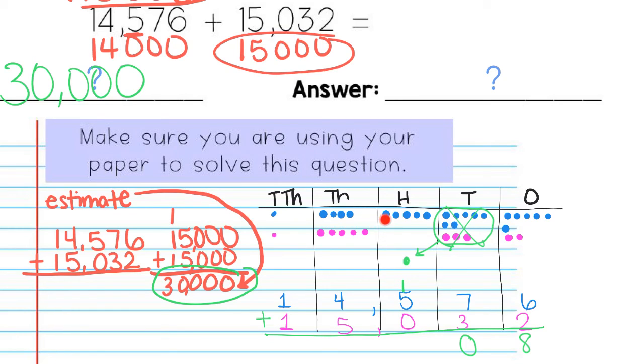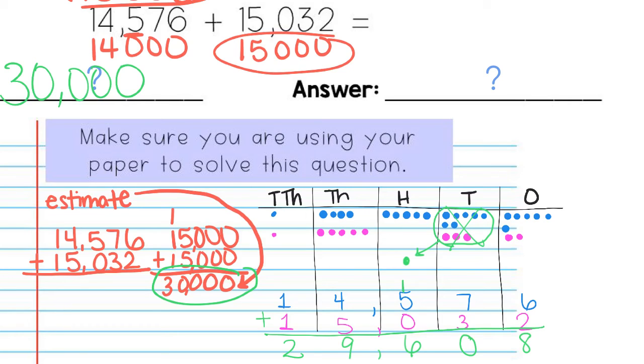So now I have 1, 2, 3, 4, 5 hundreds plus 1 more hundred is 6 hundreds. And that's the same here. 5 hundreds plus 1 more hundred is 6 hundreds. Then we have our thousands. We have 4 thousands plus 5 thousands. 4 thousands plus 5 thousands is 9 thousands. And then we have 1 10,000 plus 1 10,000 is 2 10,000s.